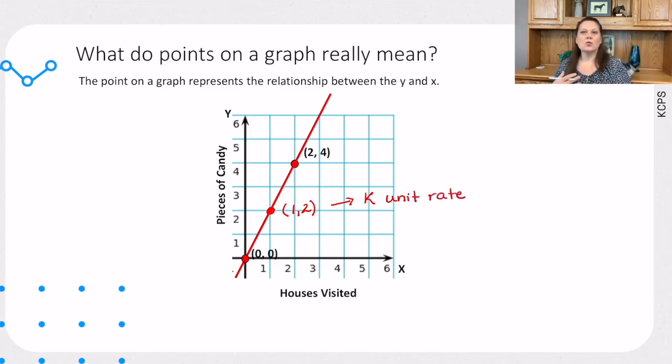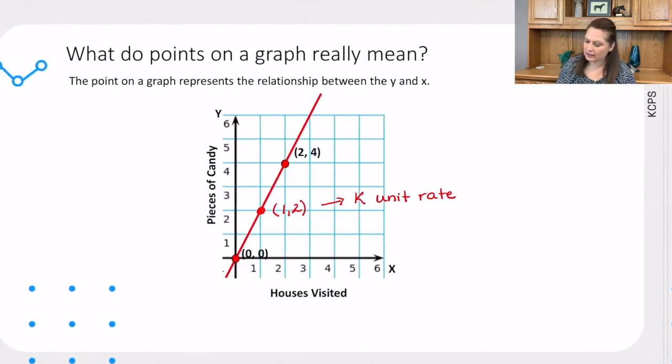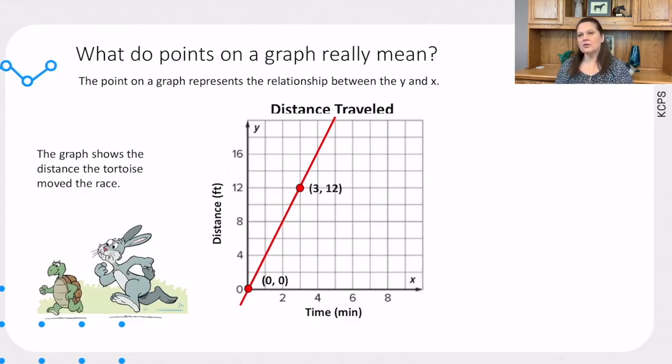Okay, so the points on a graph can mean multiple things. You just have to remember what the labels are on my x and y, and how I can use that. So let's take a look at another one. We all know the story of the rabbit or the hare and the tortoise, or the rabbit and the turtle, however you want to say that. You'll notice I have two points here. The first point is 0, 0. That's my origin. Notice I have what looks like a straight line, so until I can prove otherwise, I'm going to assume it is.